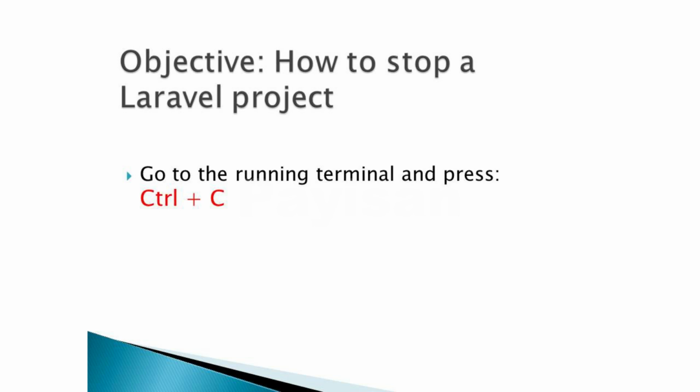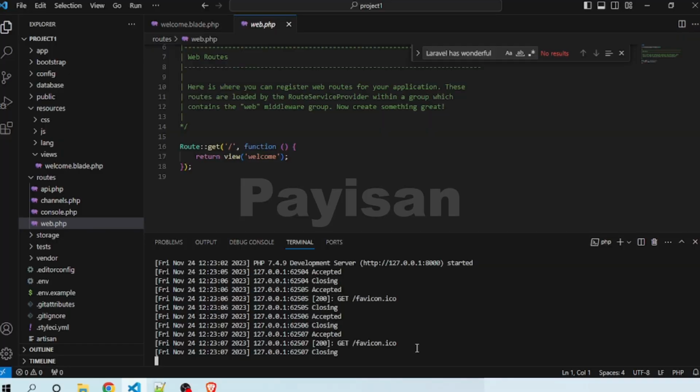Well, you go back to Visual Studio Code. If we want to make the project run again, we go back to the terminal. We hold the Control button, then we press C. Now you see it tells us localhost is closed, which means the Laravel project needs to run again.